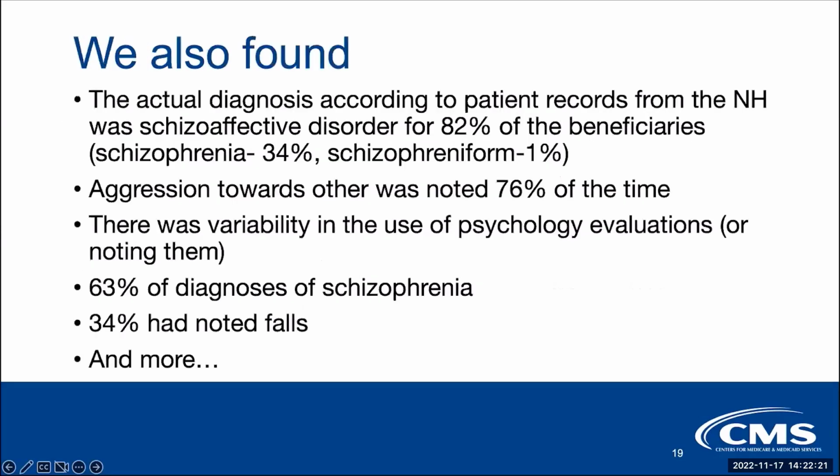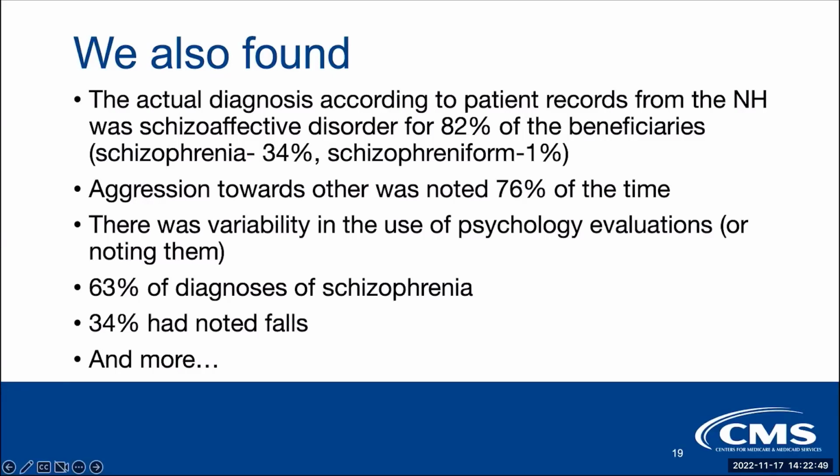We also found that the actual diagnosis according to patient records from the nursing homes was schizoaffective disorder for 82% of the beneficiaries. So this is not schizophrenia. But there were also 34% that had schizophrenia. Yes, there was an overlap, and 1% who had a schizophreniform diagnosis. In 76% of the cases, there was aggression towards others at the facility.